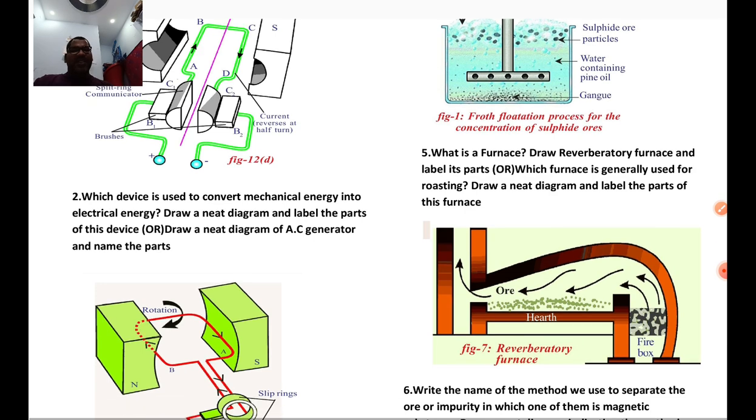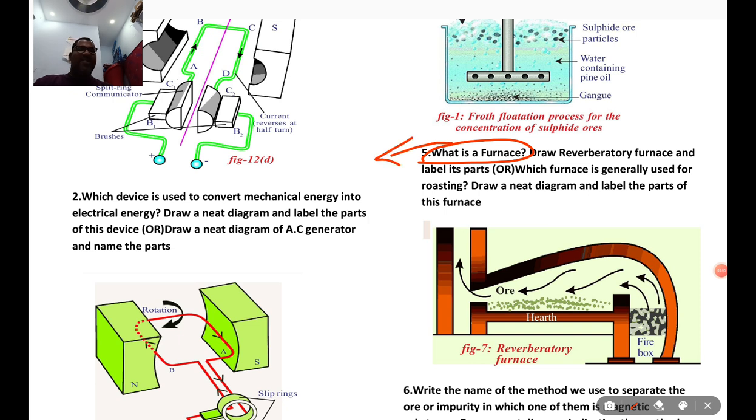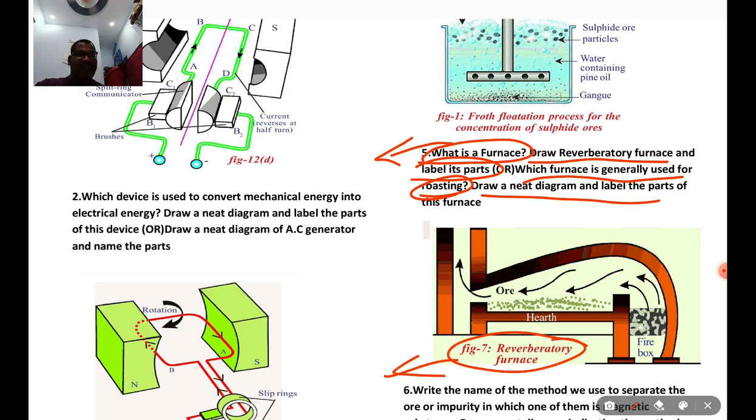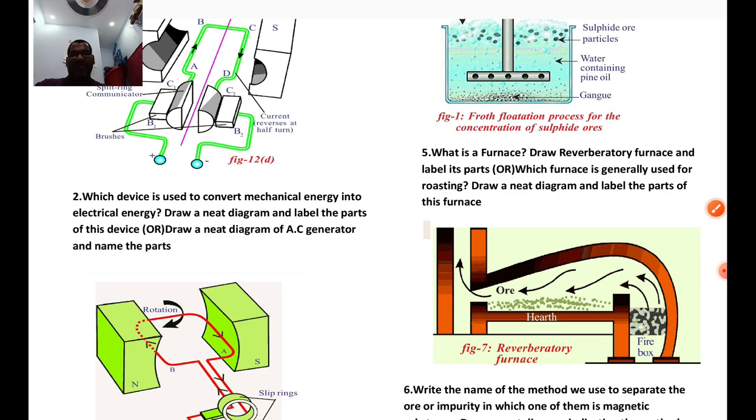And next, you see a direct question they asked: what is a furnace? You should write a definition for what is a furnace, and draw the battery furnace and label the parts. You see here, labeling the parts is very important. Or, in other words, "which furnace is generally used for roasting?" This is the indirect way they asked. Draw the neat diagram and label the parts. So this was also a previous question. Look at here how they give it, and labeling the parts as well as naming the figure is also very important.